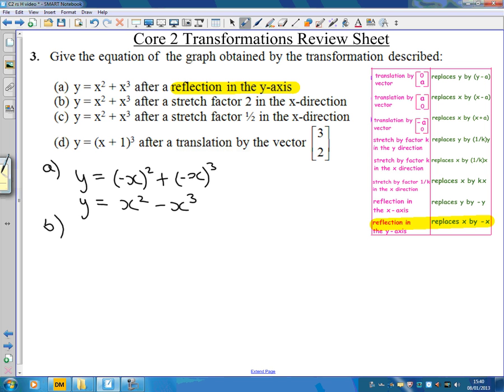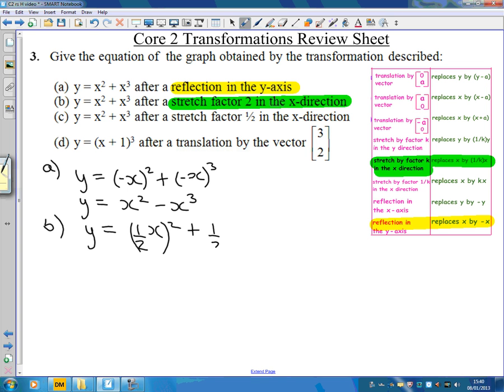Second one. Right, now we're going to do a stretch scale factor 2 in the x direction. Okay, so we want to do a stretch scale factor 2 in the x direction, and that means we're going to replace x by a half x, because we're going to use the reciprocal for the scale factor. So y equals half x, now that's got to all be squared because the x was squared and we're replacing x, and a half x all cubed.